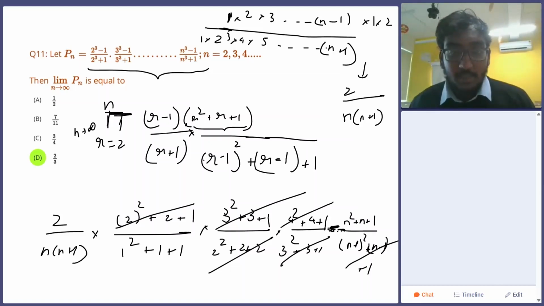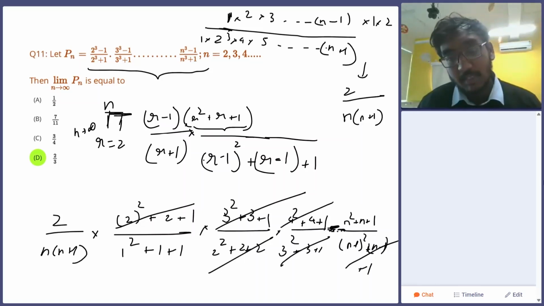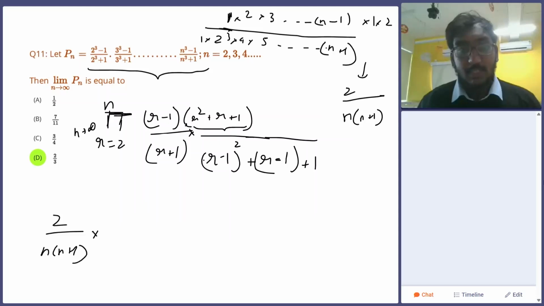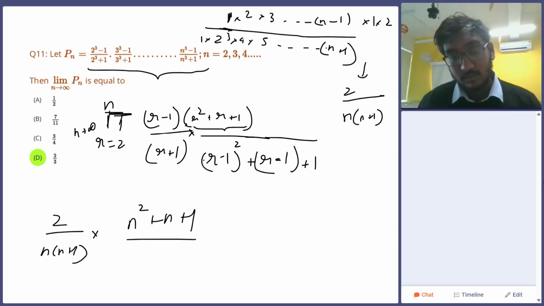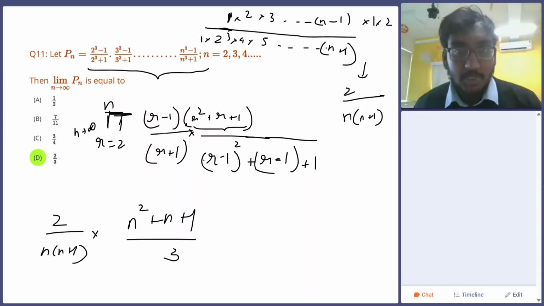So the answer will be what? n square plus n plus 1 upon 3. This particular expression will be n square plus n plus 1 upon 3, okay. So I'll just replace it as n square plus n plus 1 upon 3. And as n goes to infinity, you just pull out n from the numerator, it will be n into n plus 1 plus 1 by n, right? You can write this as n into n plus 1 plus 1 by n, okay.